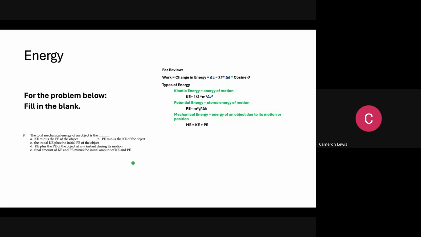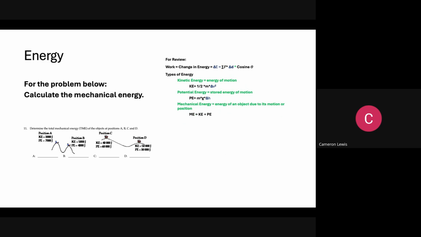So just like our equation, the mechanical energy is the kinetic plus the potential energy at any instant during its motion. Let's look at a certain arrow. When we're looking at these right here, this looks like a roller coaster going up, or you can say sled, but it's the same type of example. We want to find the total mechanical energy of the objects at positions A, B, and C. So what is mechanical energy again? The energy of an object due to its motion or position, or in mathematical form, the mechanical energy is equal to the kinetic energy plus the potential energy.